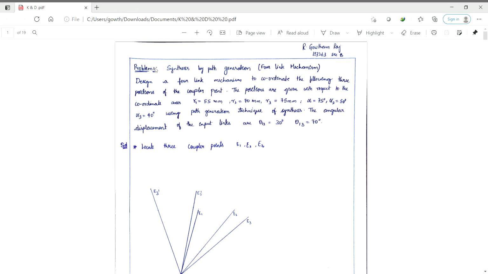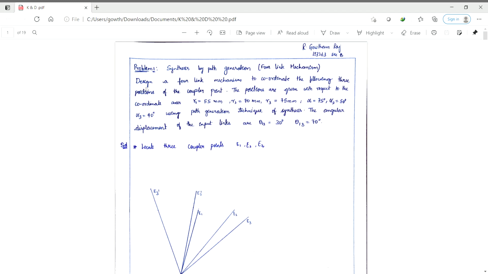Hello everyone. Now we are going to discuss some problems on kinematic synthesis. To solve problems on kinematic synthesis, we have some methods, and the method we are going to discuss right now is synthesis by path generation for four-link mechanism.